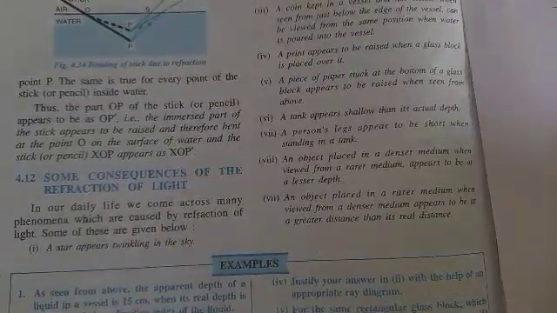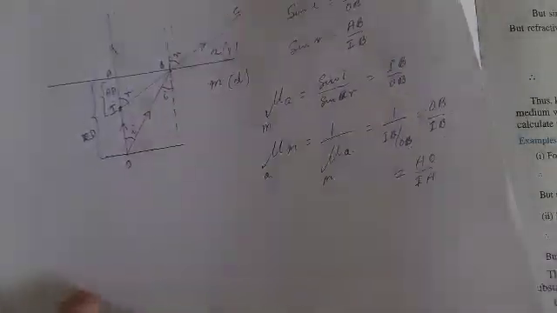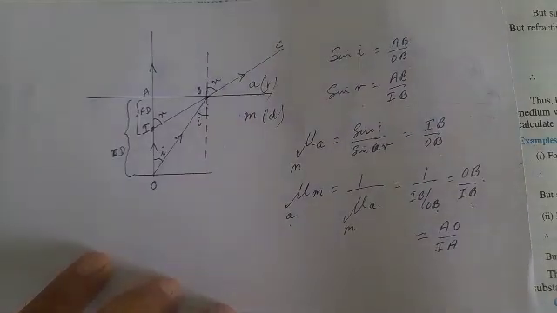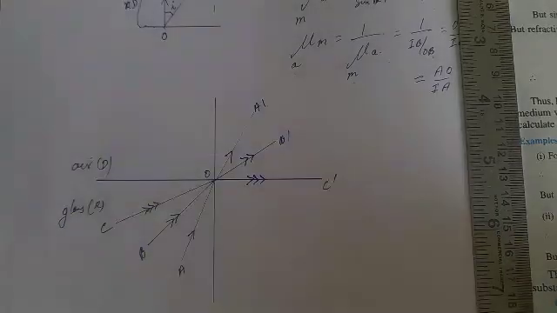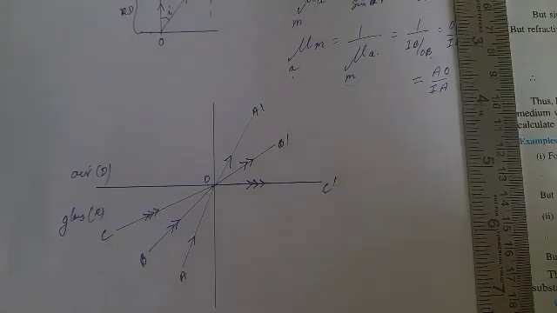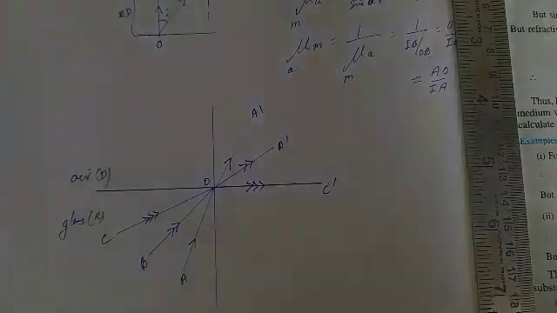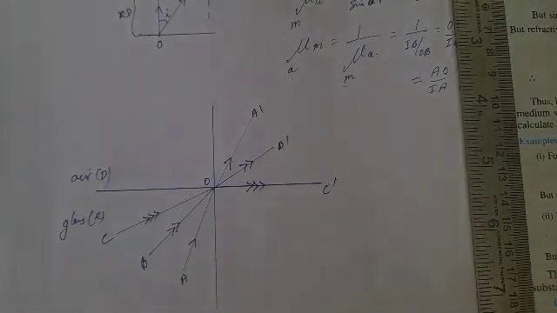Now we go on to a very important part of light, what we call critical angle and total internal reflection. Look at this one over here. A very important part of light: critical angle and total internal reflection.